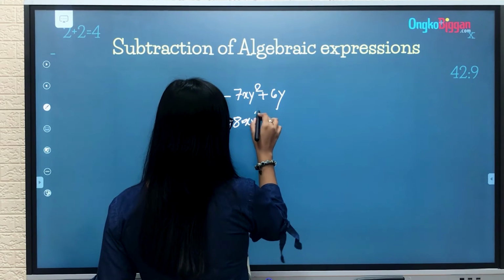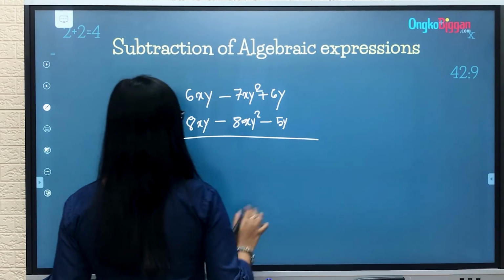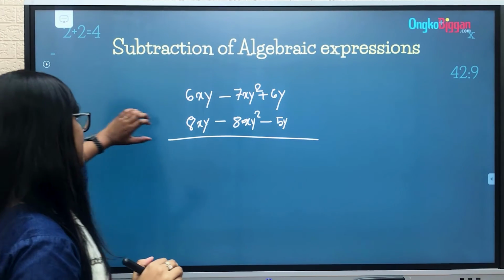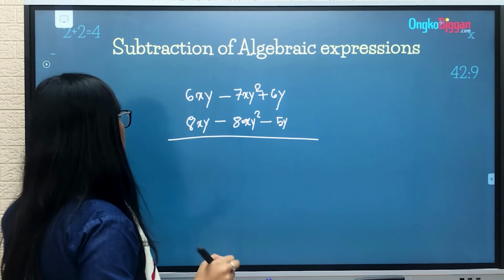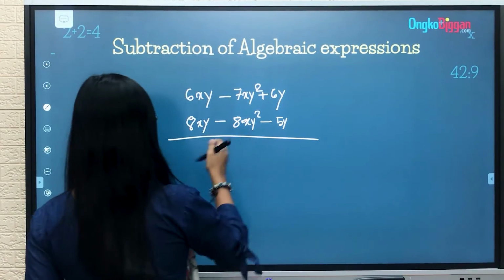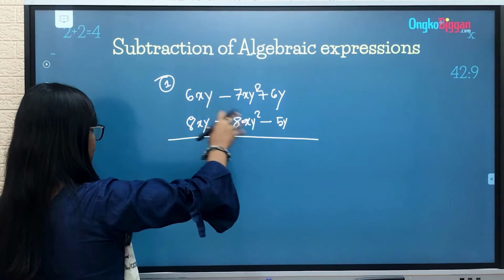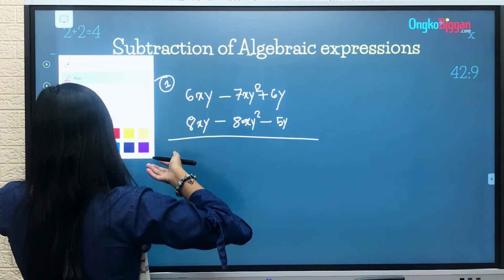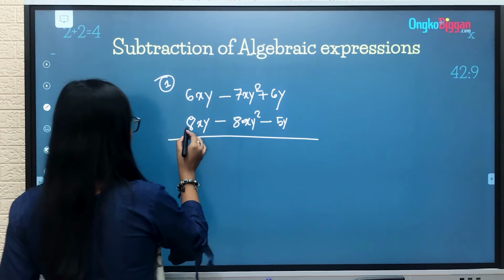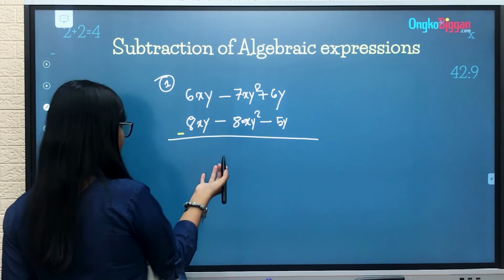8xy squared minus 5y. So for this we will similarly do the same thing. We need to change the sign of the second expression, that means from where we need to subtract, we have to change the sign. Like for plus 8xy, it will be minus 8xy.